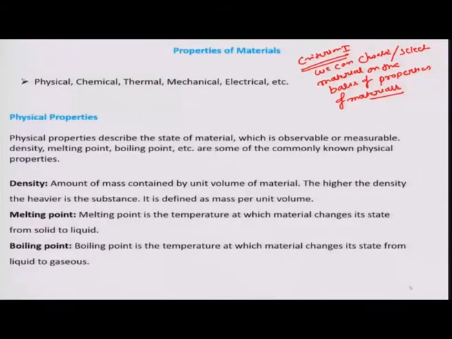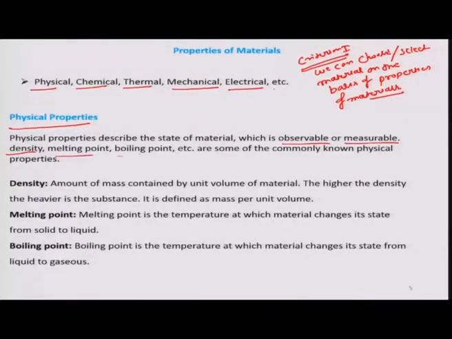Okay. What are the properties? Each material possesses physical properties, chemical properties, thermal, mechanical, electrical, optical properties, etc. Okay. So first we will discuss physical properties of a material. Physical properties describe the state of a material which is observable or measurable. You can check the physical property of any material by your naked eye.